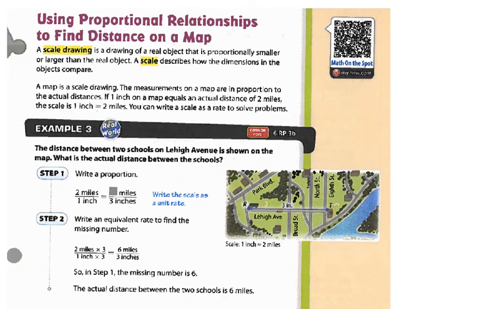So here in this example, they're telling you that the distance between 2 schools on Lehigh Avenue is shown on the map.